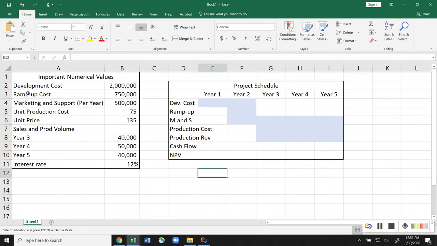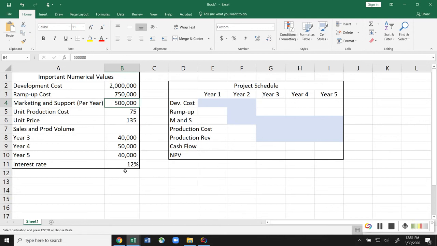So we just have a project here. It takes us $2 million to develop it, $750,000 to ramp it up, and then marketing and support. One thing to notice when you're going through this is that it's per year. So this isn't a one-time charge, but this is every year. A unit production cost of 75 with the price of 135, and here's our demand or our forecast for years 3, 4, and 5 once we sell our project.